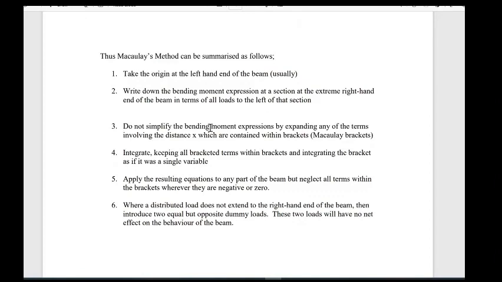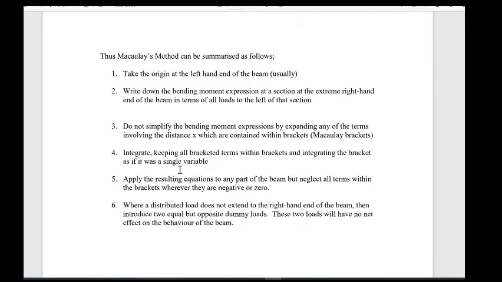We're then not going to simplify the moment equation by expanding the terms and involving the distance and then integrating with respect to x and all that sort of stuff, which is what we did when we proved why it works. Instead, we're going to integrate, keeping all of the bracketed terms within brackets and integrating the brackets as if they were single variables.